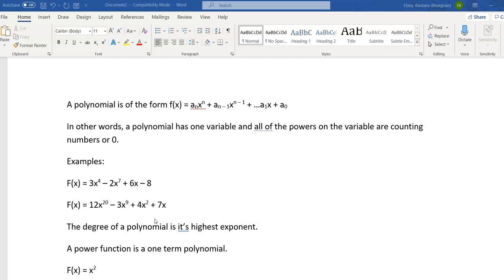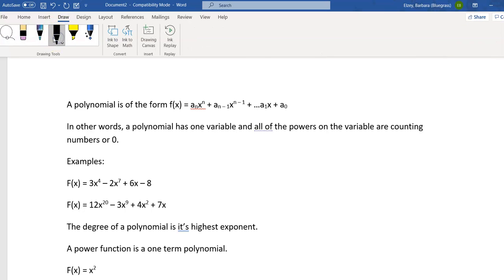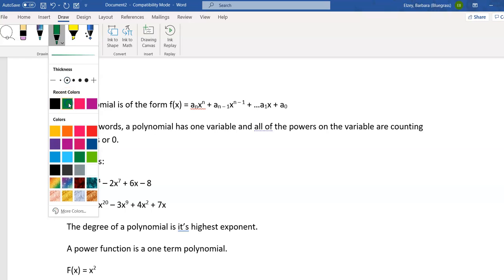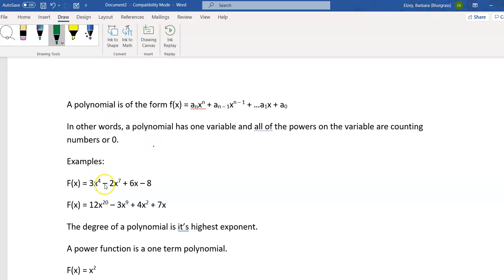Okay, so let's learn a few other things about these polynomials. The degree of a polynomial is its highest exponent. All right, so in other words, if I go back to the two examples I had here, and let me just use a different color. If we look at the highest exponent, on this first one, it's 7. So the degree of this polynomial is 7. The degree of this polynomial is 20. Okay, so the highest exponent.